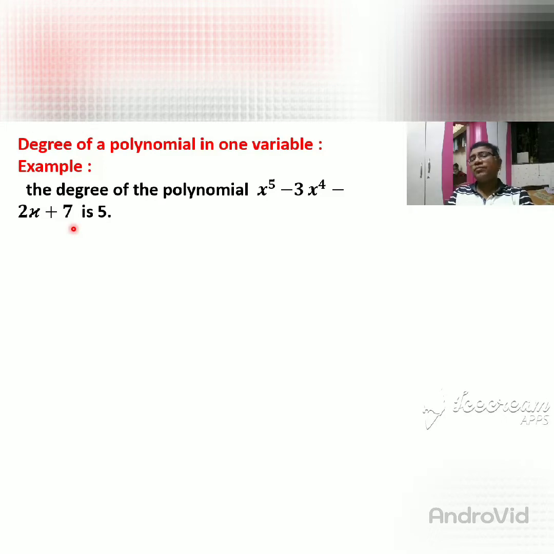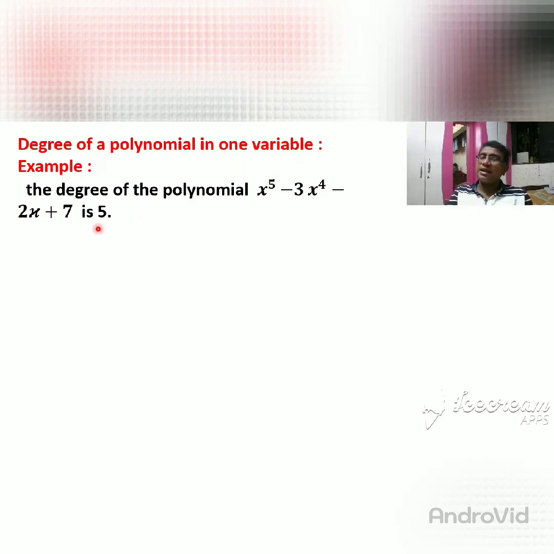Remember that if there is only a number, with no variable, then that is called the 0 index. So 7 has 0 index. The first number's index is 5, second is 4, third is 1, and last is 0. The greatest index is 5. So this 5 is the greatest index, so the degree is 5.